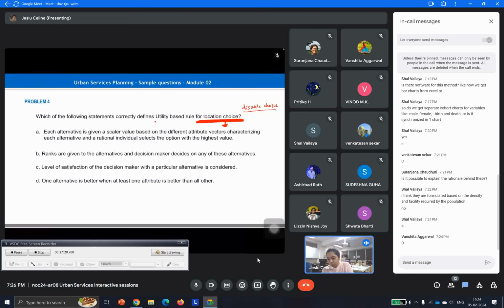Now, what is a utility based rule is the question. Different alternatives are given for that, but before that, in general, what is a utility based rule? A utility based rule mainly says, and it comes from neoclassical theory, that people tend to choose something which is of higher utility.